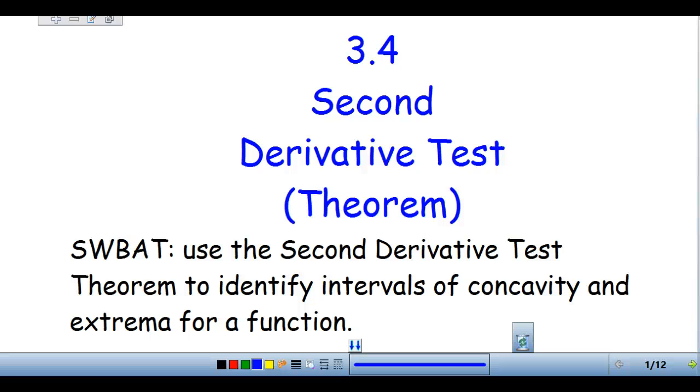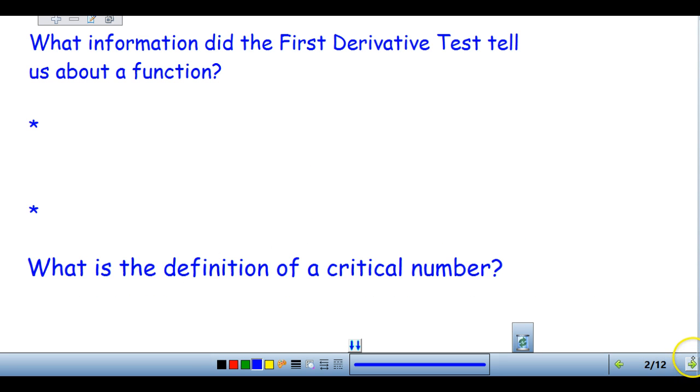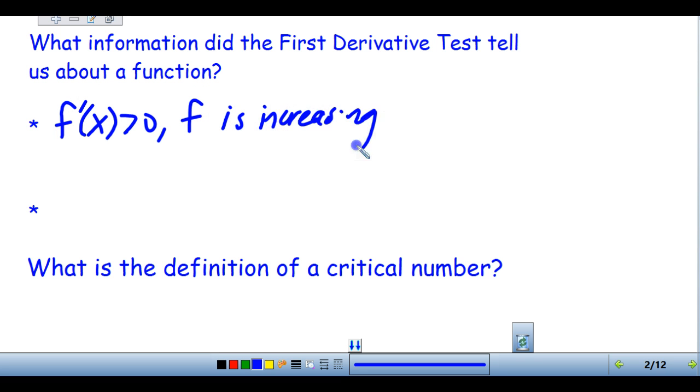In this lesson, we're going to look at what the second derivative of a function tells us about the description for graph behavior. But let's go ahead and get warmed up with what the first derivative told us about a function. We learned in the previous lesson that if the first derivative is positive, then we would know that f, the original function, is increasing. Similarly, if the first derivative was negative, we would know that f is decreasing.